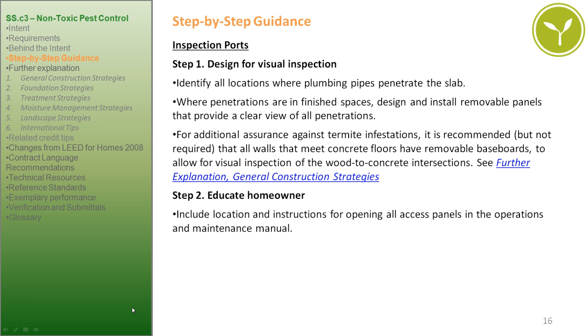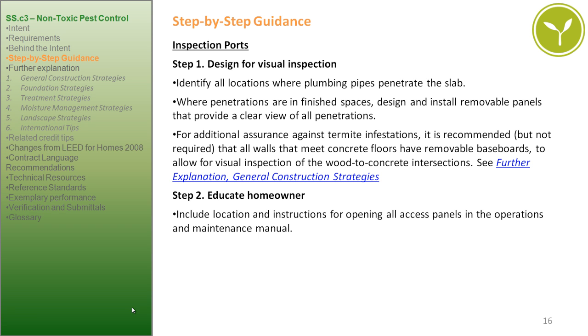Inspection ports. Step 1. Design for visual inspection. Identify all locations where plumbing pipes penetrate the slab. Where penetrations are in finished spaces, design and install removable panels that provide a clear view of all penetrations. For additional assurance against termite infestations, it is recommended but not required that all walls that meet concrete floors have removable baseboards to allow for visual inspection of the wood to concrete intersections. See further explanation, general construction strategies.